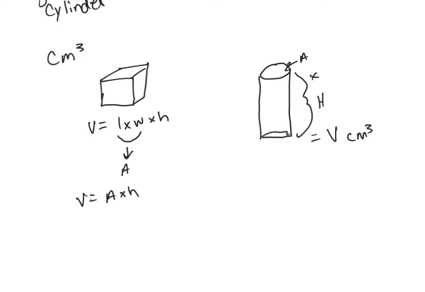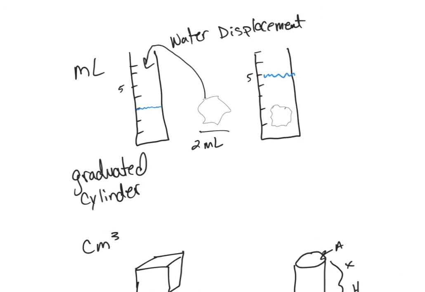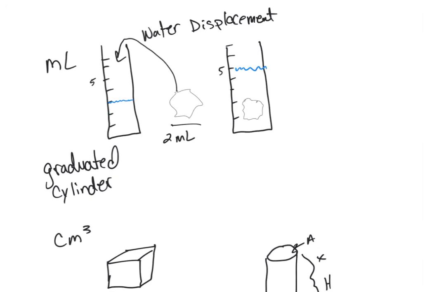Now, here's the thing. We've now got two units for volume, centimeters cubed and milliliters. Okay, so how can we figure out what the relationship between those two are? Because what if I'm given a volume of an object or a substance in milliliters and I need to find out what its volume is in centimeters cubed?